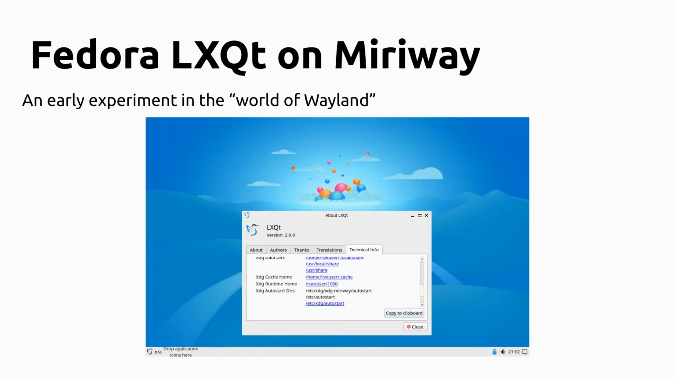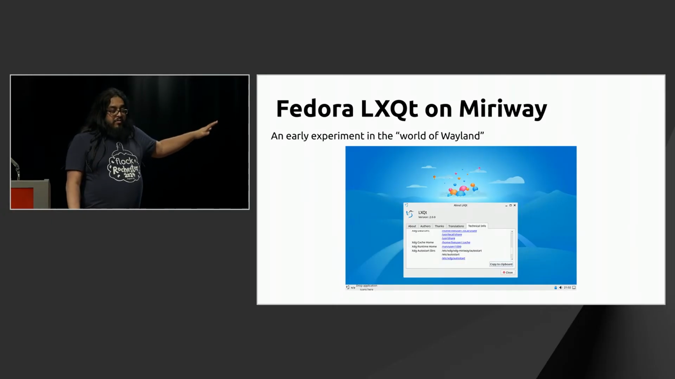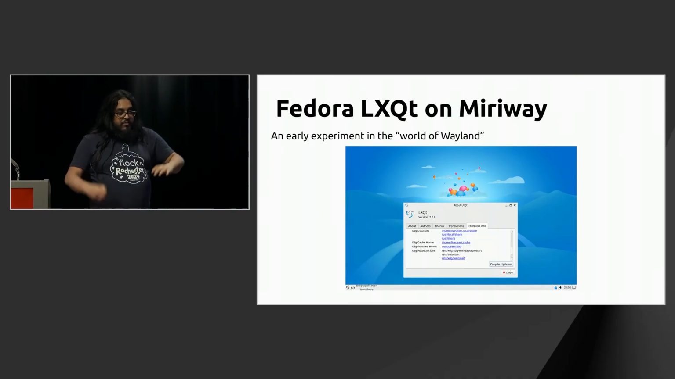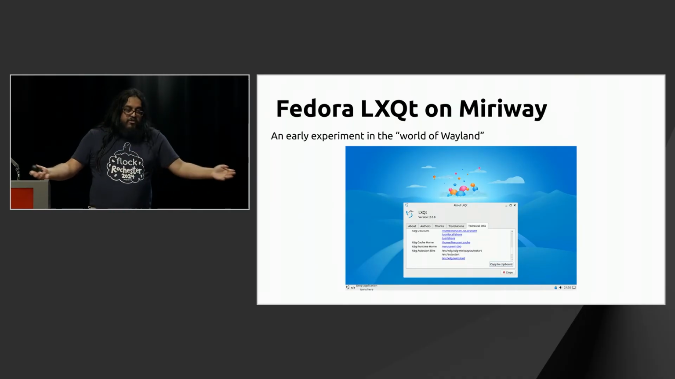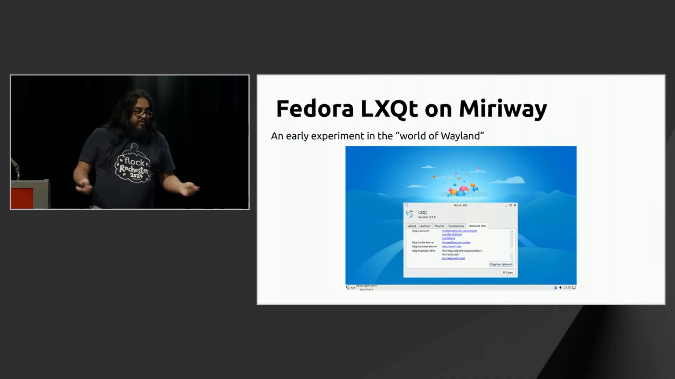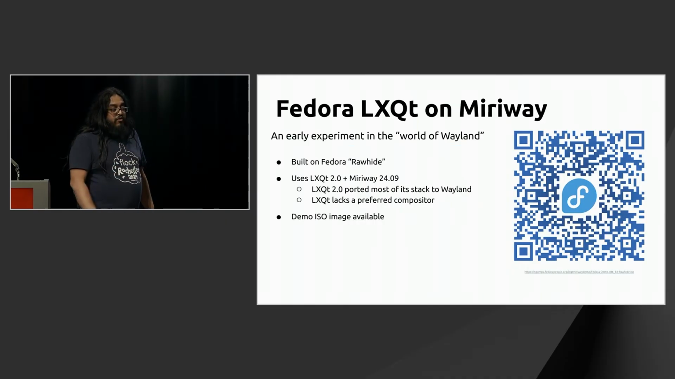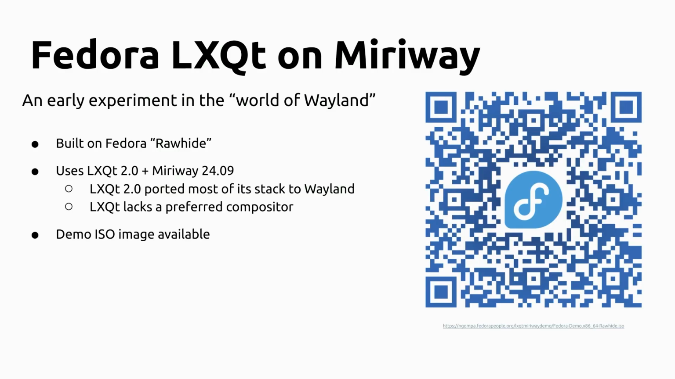So the end result, as you saw earlier, because we were doing this the whole time, is this. We have an LXQt desktop running on Fedora with Miriway, and this is all packaged and available in Rawhide, and it will come soon in the near future that you too can play with this. Or maybe you could also do it right now, because I made a preview demo ISO available.